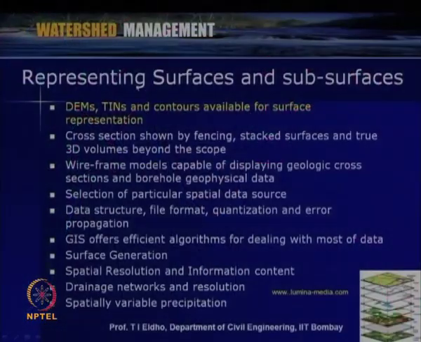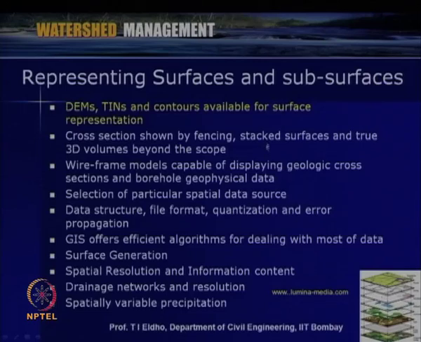Now let us see what happens within a GIS platform, how to represent the surfaces or subsurfaces which we generally have to deal with in watershed management plans. As I already mentioned, we can generate digital elevation models or triangulated irregular networks (TINs), and contours available for surface representation. So we can represent the surface using the grid-based system by using digital elevation models, triangulated irregular networks or contours. A cross section is generally shown by fencing or stacked surfaces, and you can see the stacked surfaces shown in this figure; we can have various stacks like this.